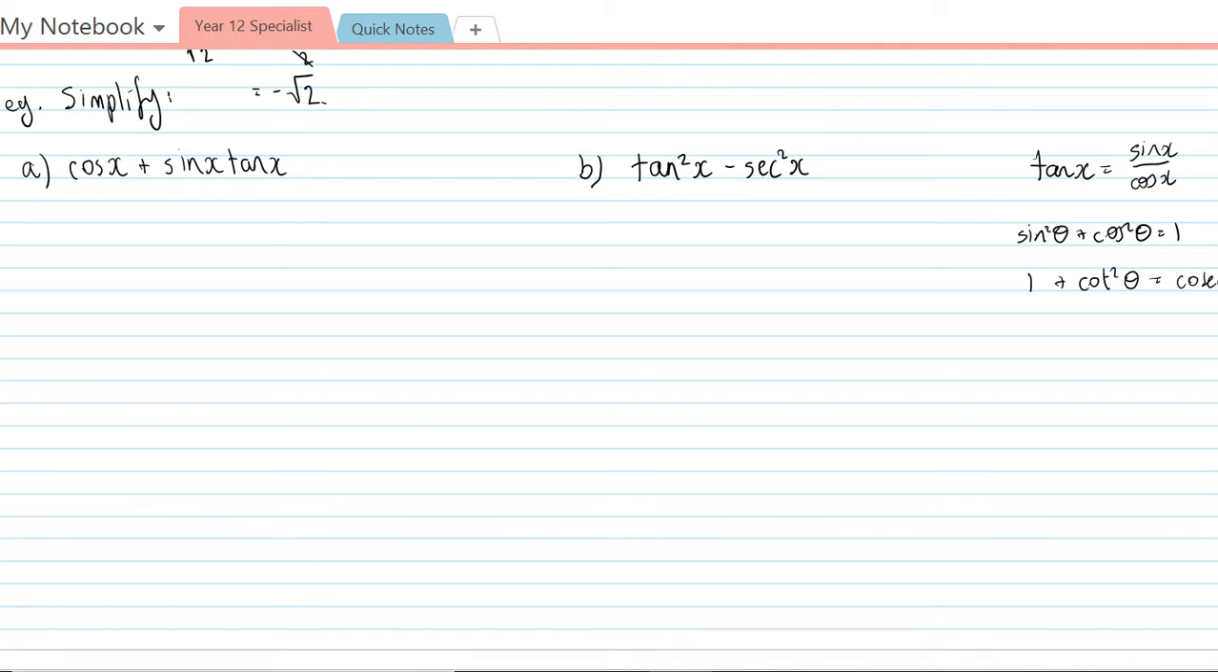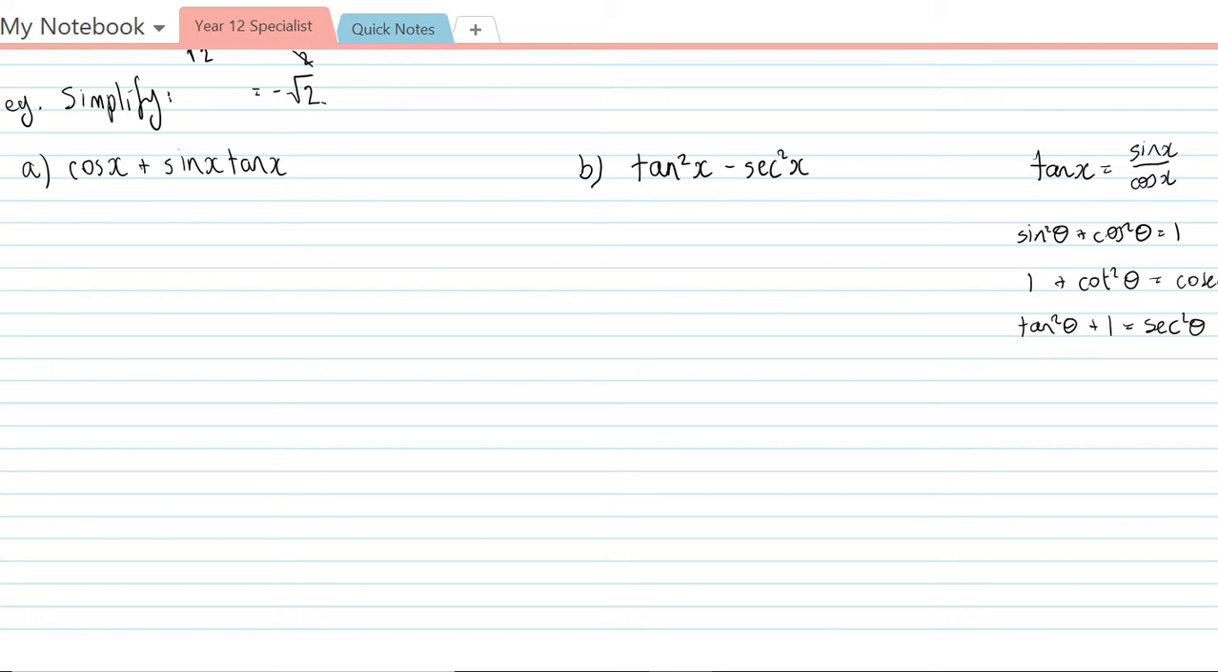Alternatively, if I were to divide both sides by cos squared theta, then I would get tan squared theta plus 1 equals sec squared theta. So three different versions of that Pythagorean identity, and we do need to be able to use them perhaps, we'll just see how that goes.